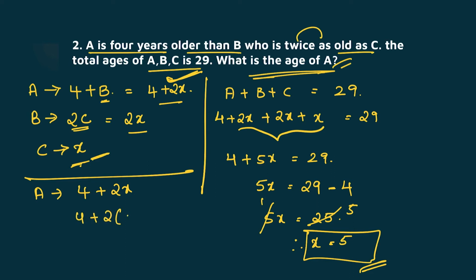4 plus 2 into 5. 4 plus 5 twos are 10, which is equal to 14. Therefore the age of A is 14.